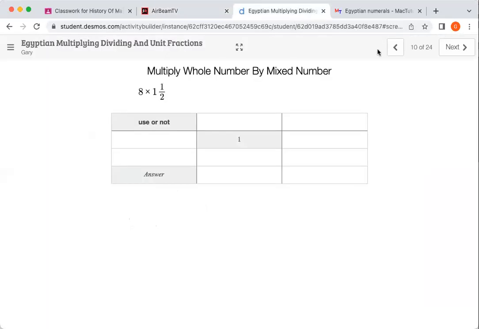How are we doing? Halfway through. I know that this feels like enough for already one day, but some of these questions are pretty short.